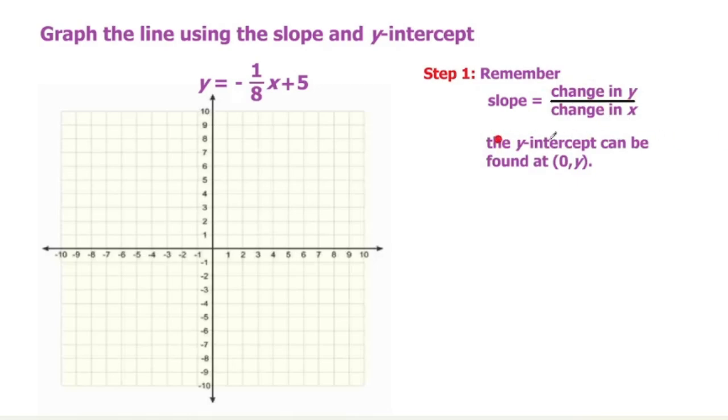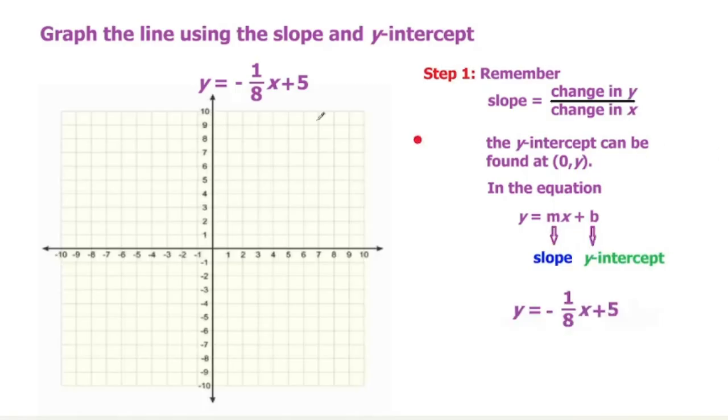So the y-intercept can be found at 0, comma y. So we plug in 0 for x, and that should give us our y-intercept. So also remember, in the equation y equals mx plus b, m is the slope, b is the y-intercept. So here in this equation, we could see that this is our slope, negative 1/8. And this is our y-intercept.